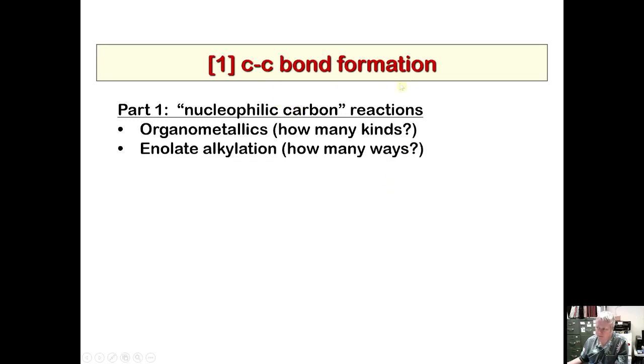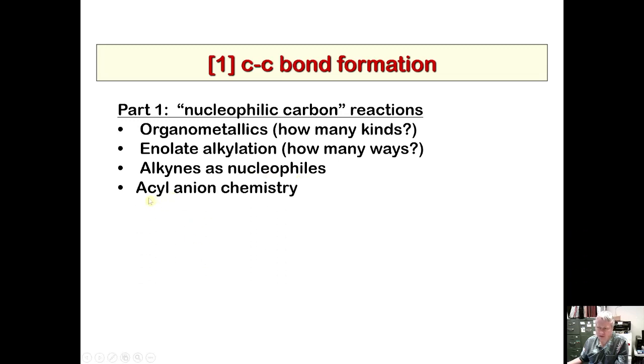Back to CC bond formation, we also talk about enolate alkylation. So if you've got an enolate of a ketone and you want to attach something next door to it, enolate alkylation. How many different ways can we alkylate an enolate? We'll talk about that. Alkynes. This goes back to the earlier stuff and exam 1. Alkynes can be nucleophiles, and that's a way to make CC bonds, and we'll review how alkynes can do that.